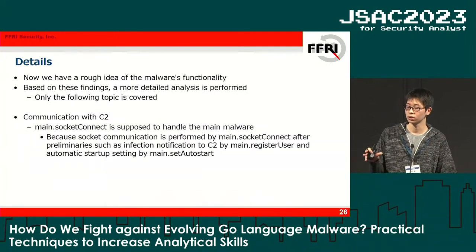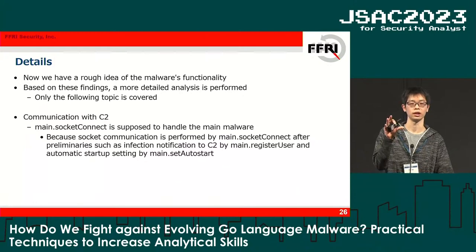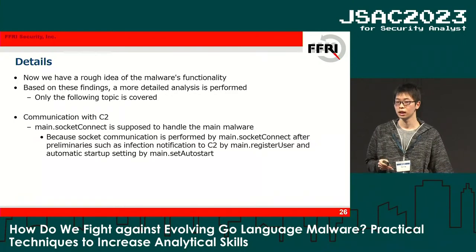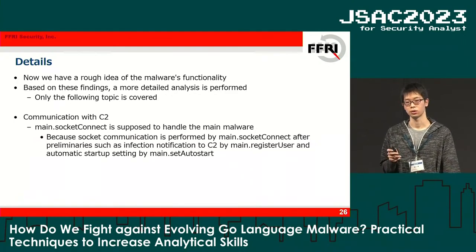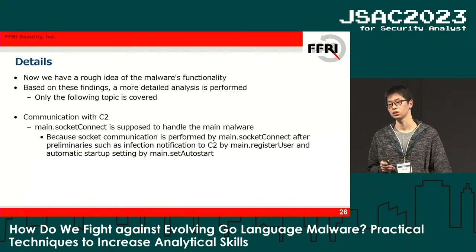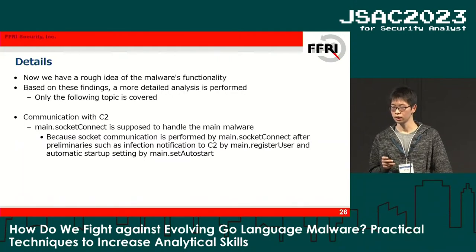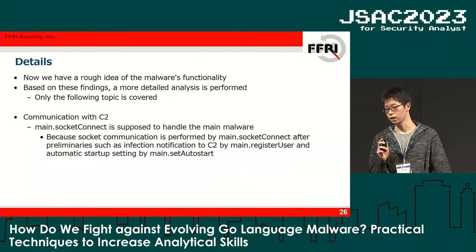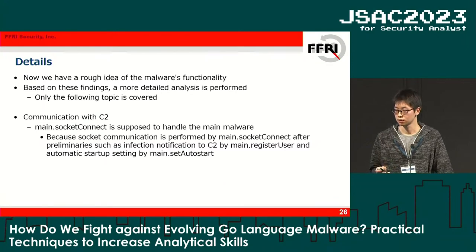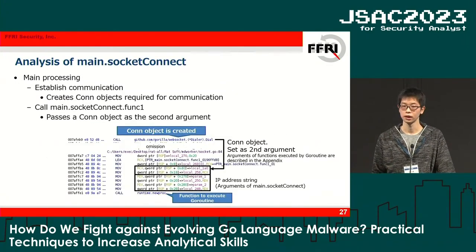Next, through this analysis, we're able to see the functions of Electrorat, so we'll get into the detailed analysis. This time, the malware's main C2 communication is where we focus. This is the main function, and it's a Windows socket connect, and it is called from that function. So let's look at that.